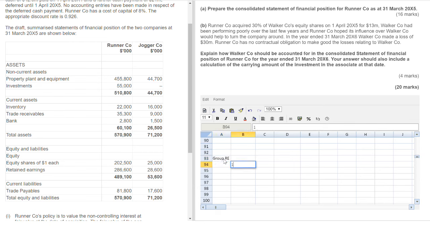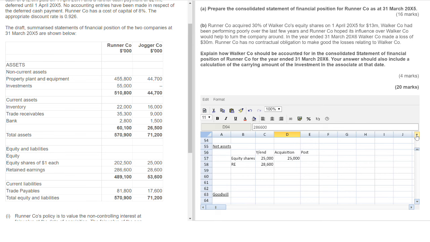Group retained earnings, 100% of P, and what we've got there, how much was that? 286,600. There we go. Excellent. That just means that you don't forget that figure, doesn't it? Okay, you need to scroll up quite a bit. I've left quite a bit of space. It doesn't matter. The examiner is going to see it. It's going to work right the way through your script.